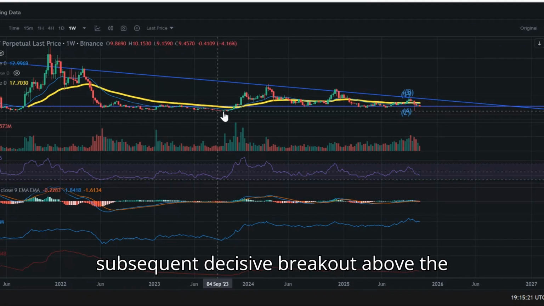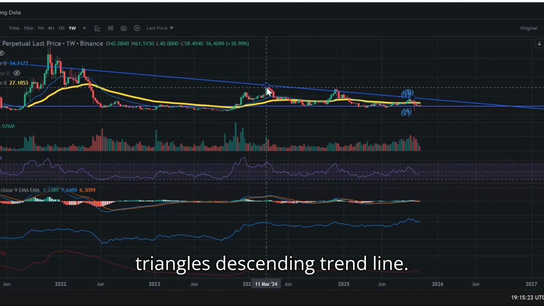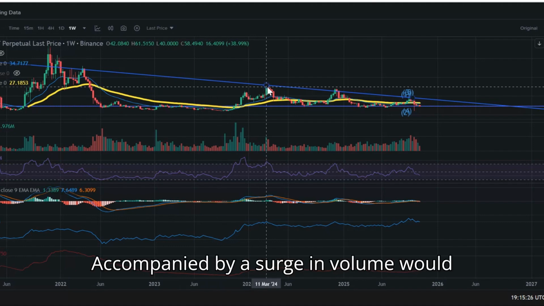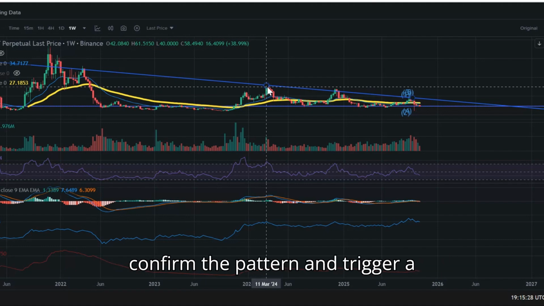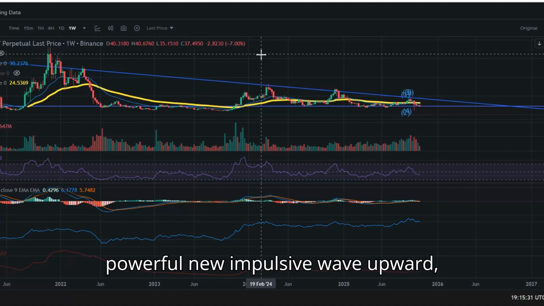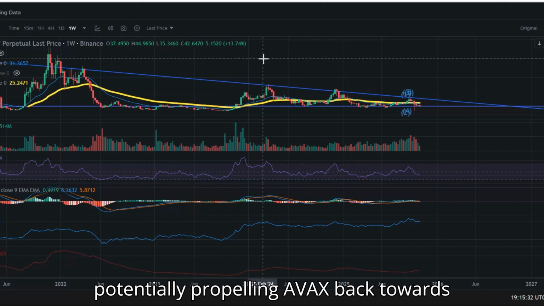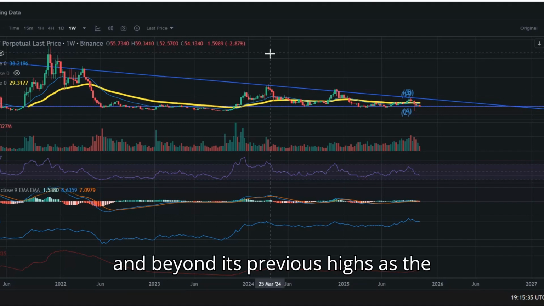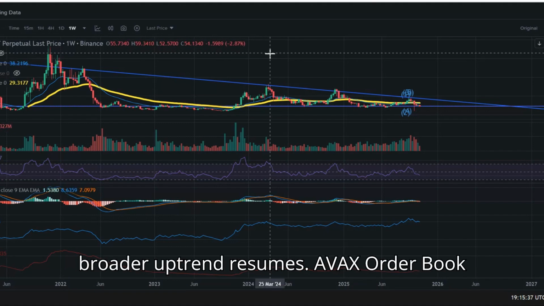A subsequent decisive breakout above the triangle's descending trendline, accompanied by a surge in volume, would confirm the pattern and trigger a powerful new impulsive wave upward, potentially propelling Avax back towards and beyond its previous highs as the broader uptrend resumes. Avax order book dynamics.